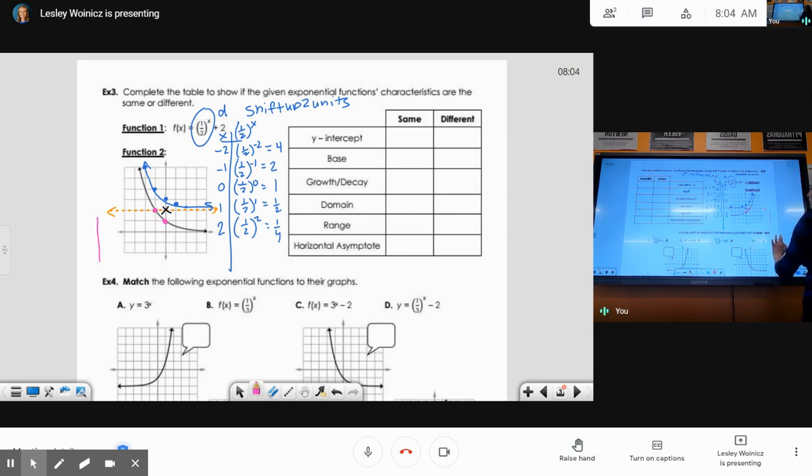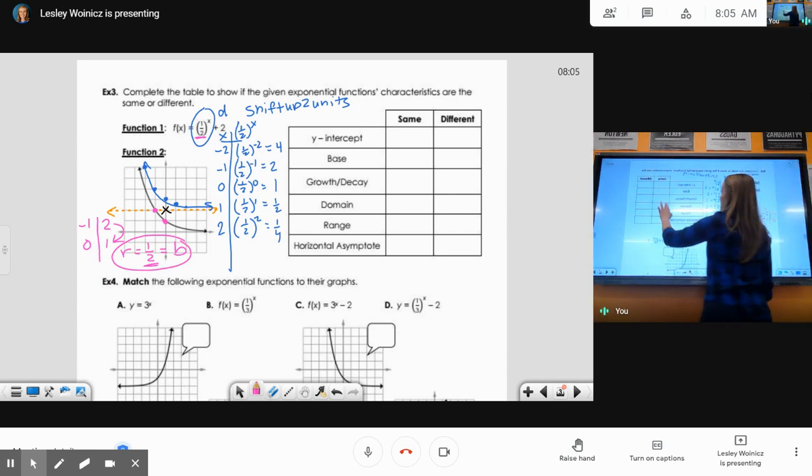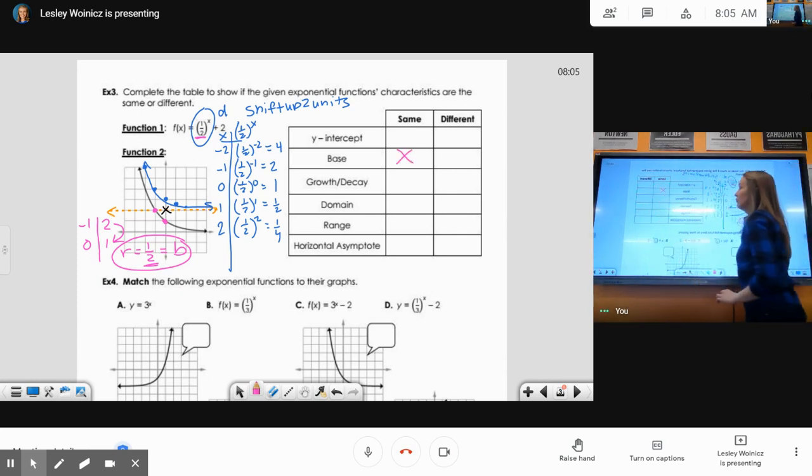Make me a table. So that's -1, 2. And that's 0, 1. So going from 2 to 1, I am multiplying by 1/2. So 1/2 is my R. Oops. Sorry, I forgot to write R. R is 1/2 and is also my base. So if you look at this, my bases, they match. They're both 1/2. So for base, I'm going to put same.